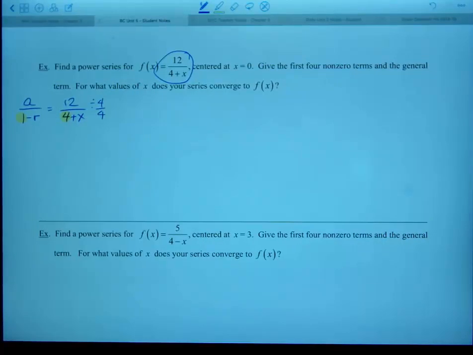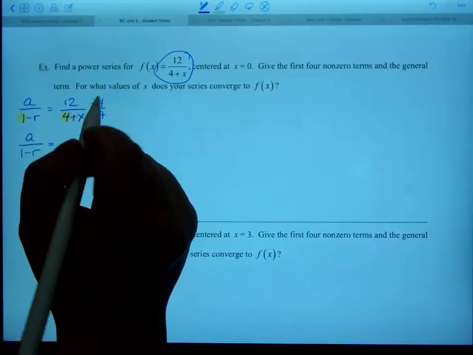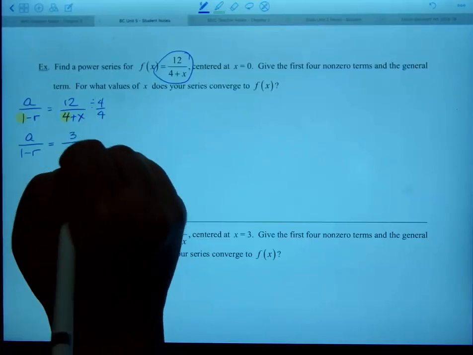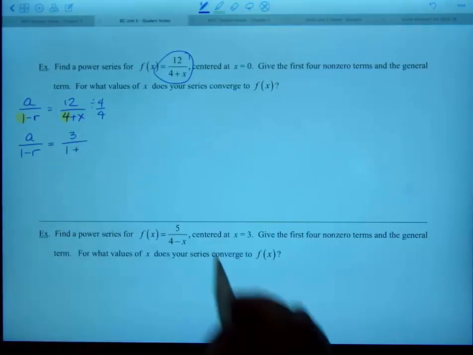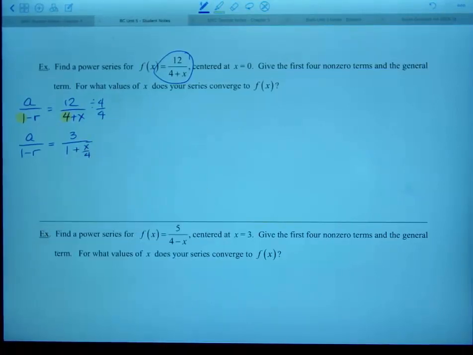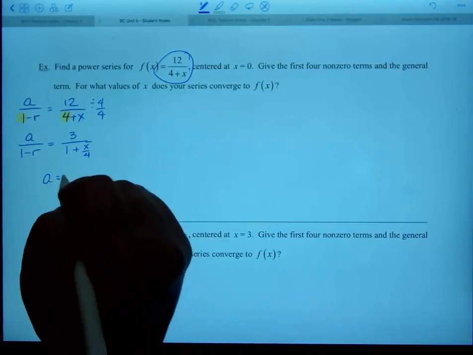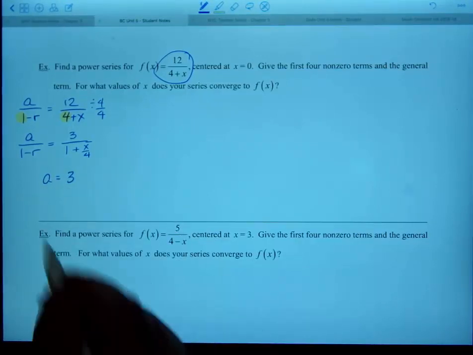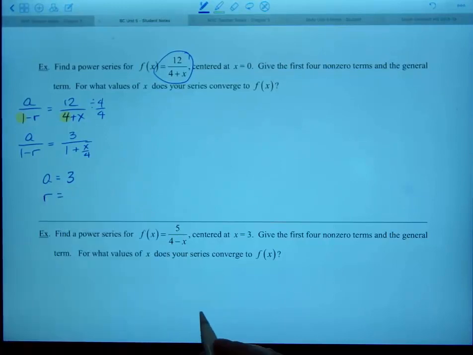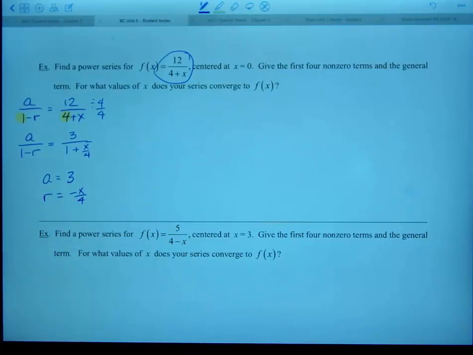But you got to be careful with that x. So watch what's going to happen. A over 1 minus r equals, what's the top going to be? 3. And then 1 plus what? X over 4. Are you with me on that? Okay, now we know what A and R are. What's A? 3. R. What is R? Negative X over 4, because the formula says 1 minus R.